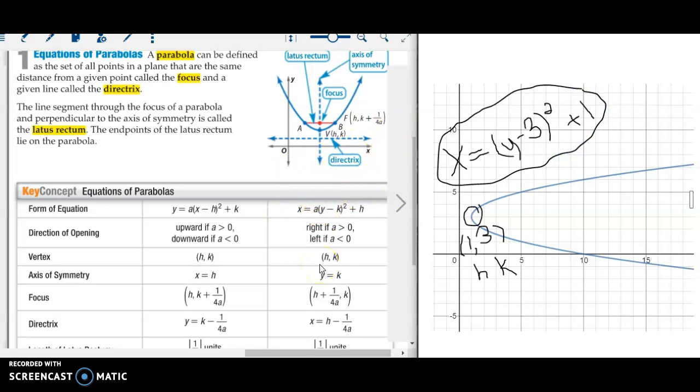So if you need to, take a picture of this table on your phone. Your homework is going to give you a bunch of graphs and a bunch of equations, and you're going to have to match the graph to the equation.